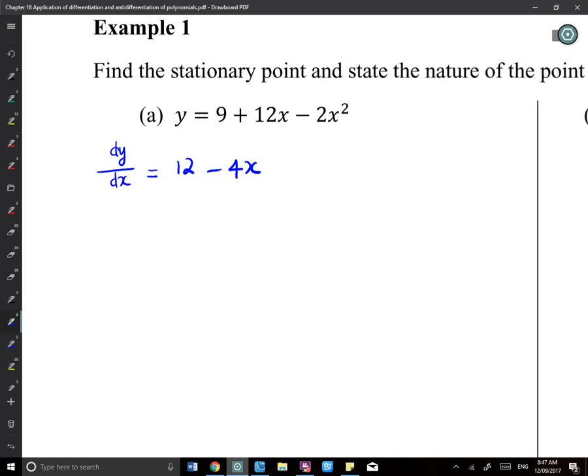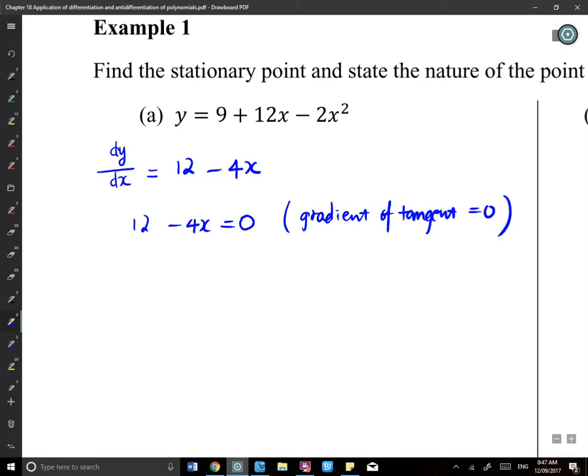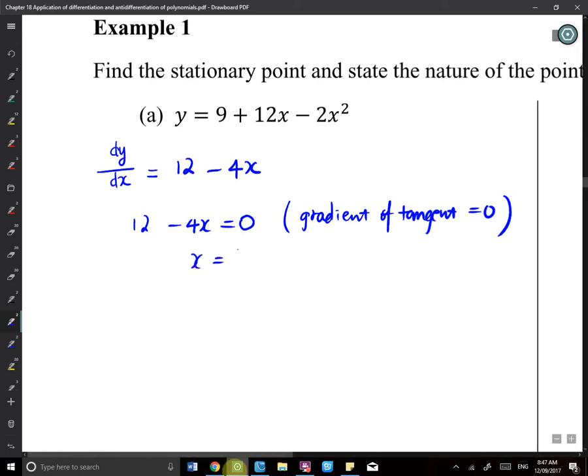So I will solve dy dx equals to 0 to find which x gives you gradient equals to 0. So I'll say 12 minus 4x equals to 0. I want to find where the gradient of the tangent equals to 0. What I'm trying to do here is make the gradient of the tangent equal to 0, then there must be a stationary point. I can have x equals to 3.